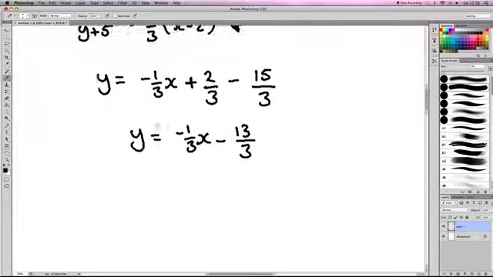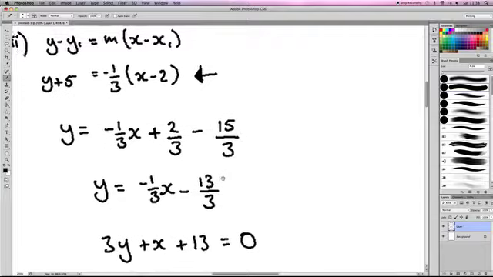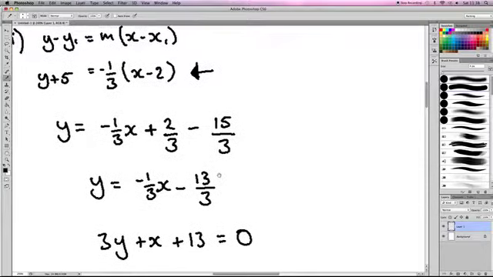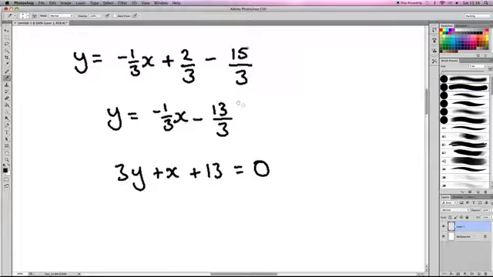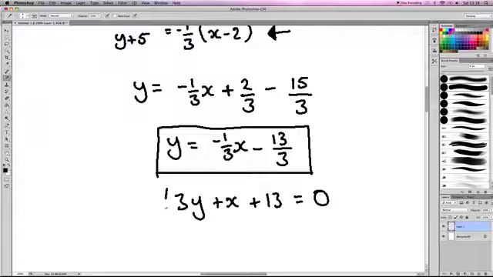I could times both sides by 3 just to make it look a bit tidier. So it would be 3y is equal to basically minus x minus 13. But I might as well move everything over. So plus x plus 13 is equal to 0. Something like that. But otherwise, it's completely up to you if you want to leave in this answer or as this answer here.